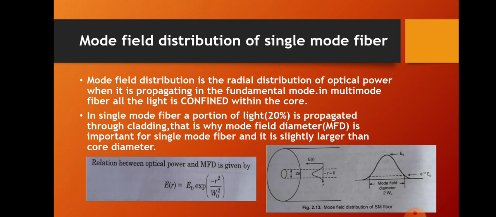And this is all about the Gaussian beam. And next is the mode field distribution of a single mode fiber. Mode field distribution is the radial distribution of the optical power when it is propagating in the fundamental mode.